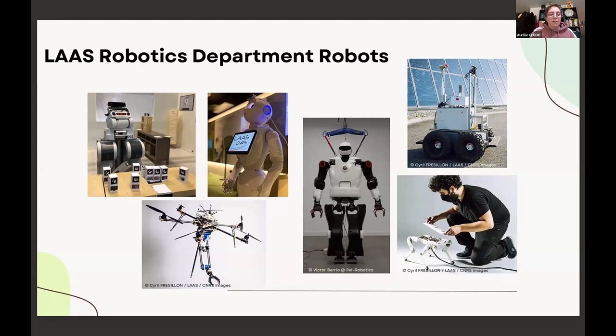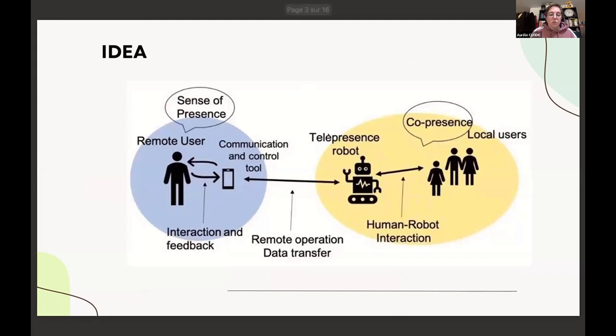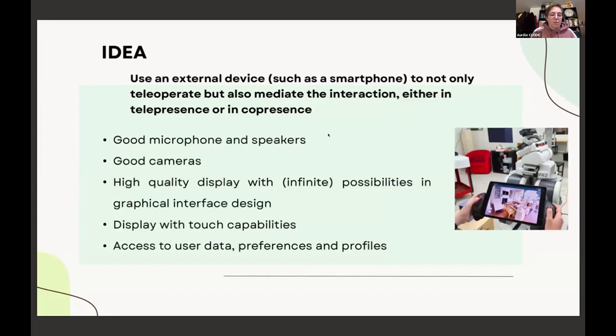So we propose that human-robot interaction should consider the opportunity to use an external device, such as a smartphone, to not only teleoperate, but also mediate the interaction with the robot, either in telepresence or in co-presence. Indeed, with smartphones and tablets, we already possess very powerful devices with performant hardware, good microphones and speakers.